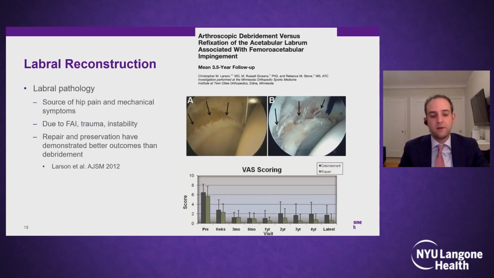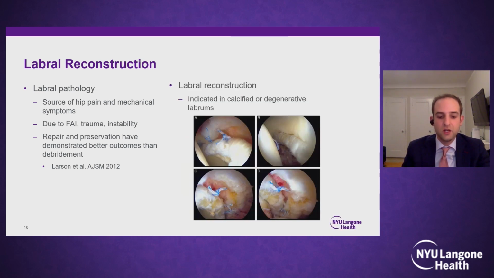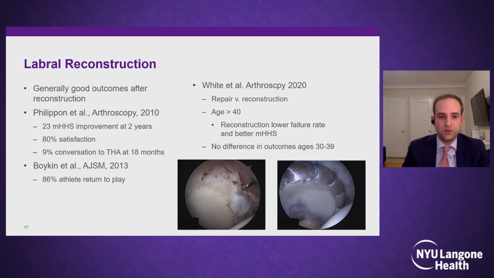So just moving on to labral reconstruction, which is important here. Multiple studies have shown good outcomes with reconstruction. In fact, White and colleagues showed that in patients over 40 in a primary setting, reconstruction had a lower failure rate than repair. And then as far as technique goes, there are multiple ways of reconstructing the labrum, including using auto or allograft and doing a circumferential versus segmental reconstruction. So again, I just want to launch.